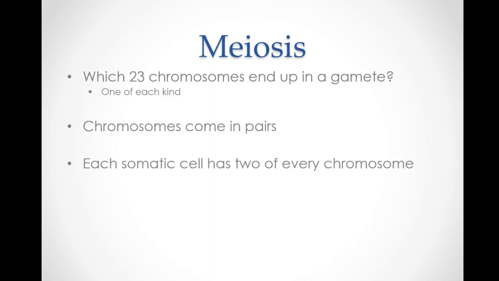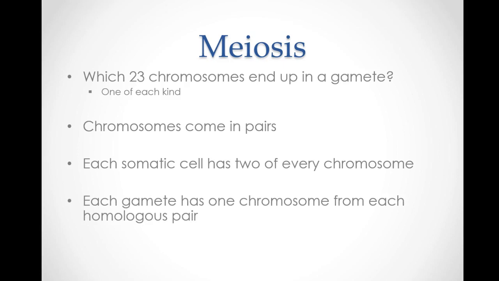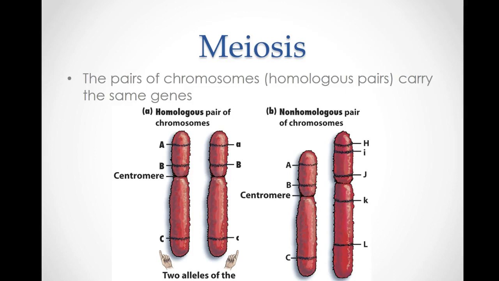So we're going to take our chromosomes and separate them. We're going to make sure that we have one set of autosomes in each of our sex cells, and then one sex chromosome in each of our sex cells as well. We're going to be using kind of a new term today when talking about chromosome pairs. We're going to use the term homologous pairs.